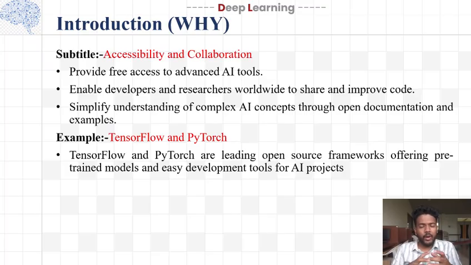Firstly, it provides free access to advanced AI tools in the ecosystem, and it enables researchers worldwide to share things and improve the code. It also simplifies the understanding of complex AI concepts through open documentation. Examples are TensorFlow and PyTorch. What do TensorFlow and PyTorch do? They are leading open source frameworks offering pre-trained models and easy development tools for AI projects.